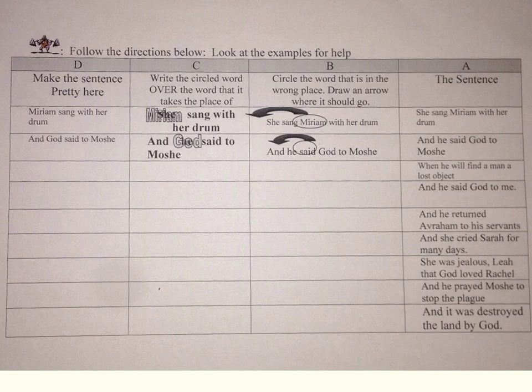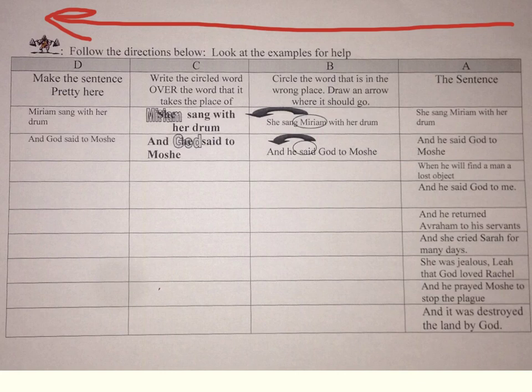So now we get to the actual piece of this that is your homework. I'd like to point out that this worksheet does go from right to left. So be aware of that as we're doing this. So we're going to start with the A column. And the sentence is as it would be directly translated from biblical Hebrew. She sang Miriam with her drum, which makes no sense. So we know that if Miriam is the subject and sang is the verb, then Miriam needs to go in front and replace the she.